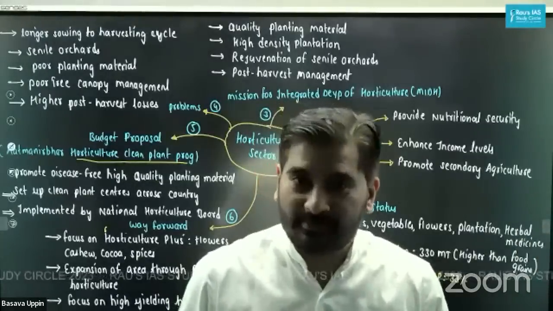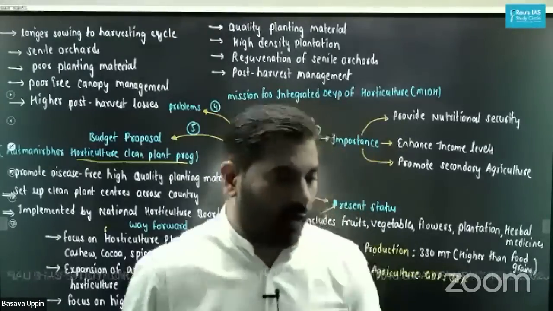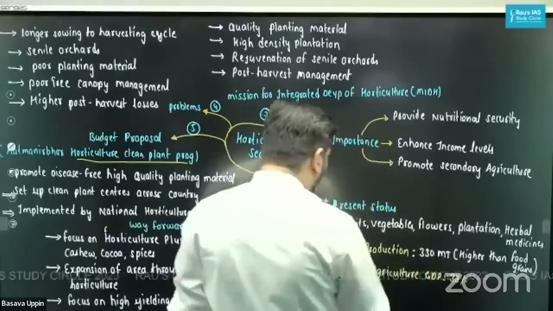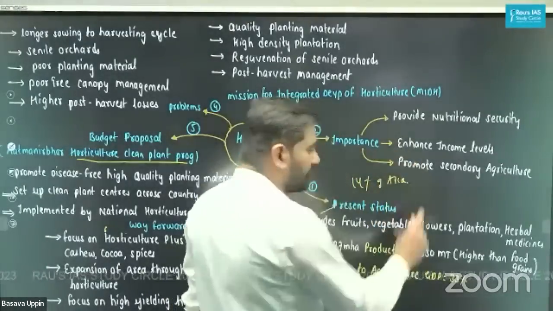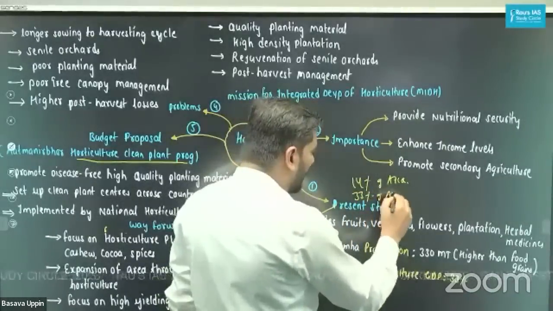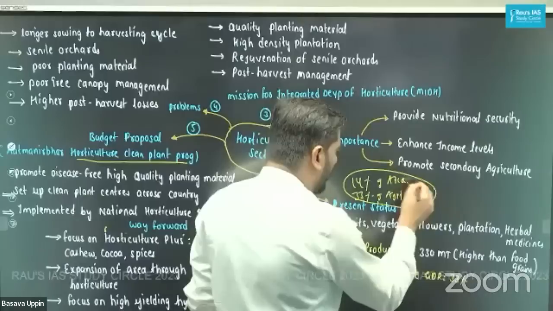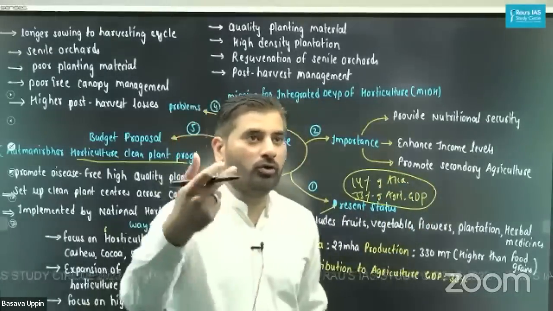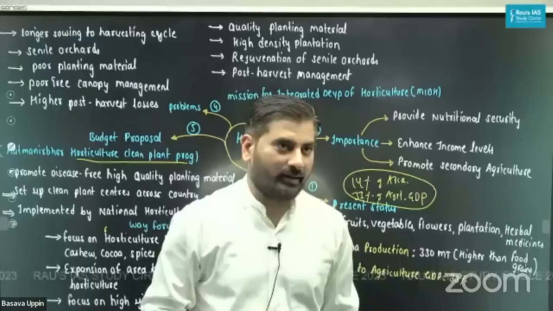And you know what's the best part about the horticulture sector? The horticulture sector occupies just 14% of the area under agriculture, but it contributes 33% of agricultural GDP. So with less area, it is able to contribute more to the agriculture GDP. That's the most significant part about the horticulture sector.